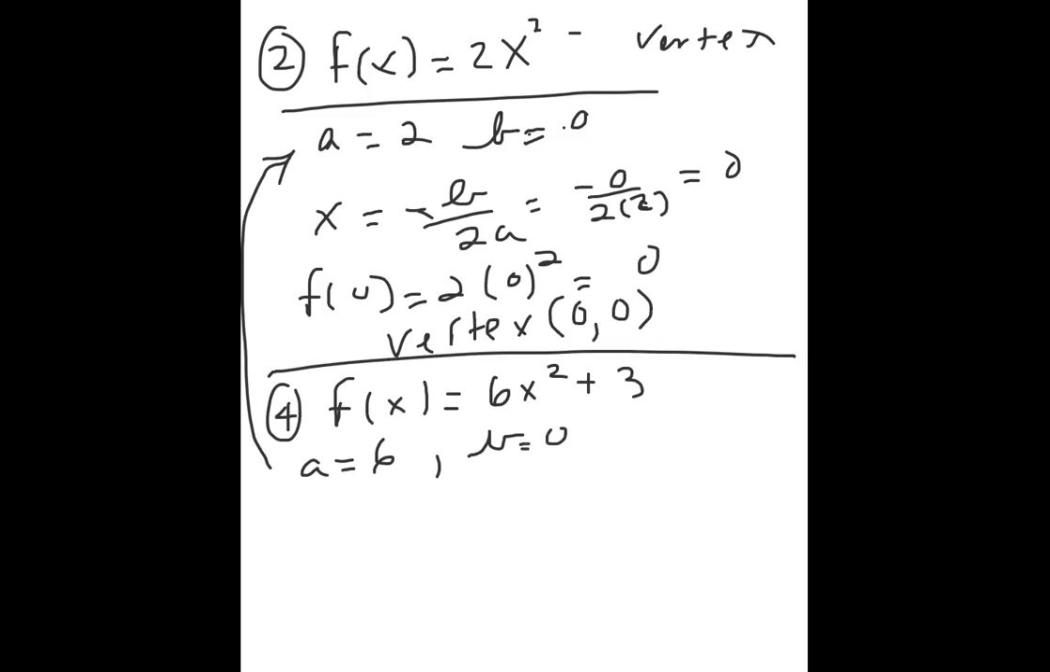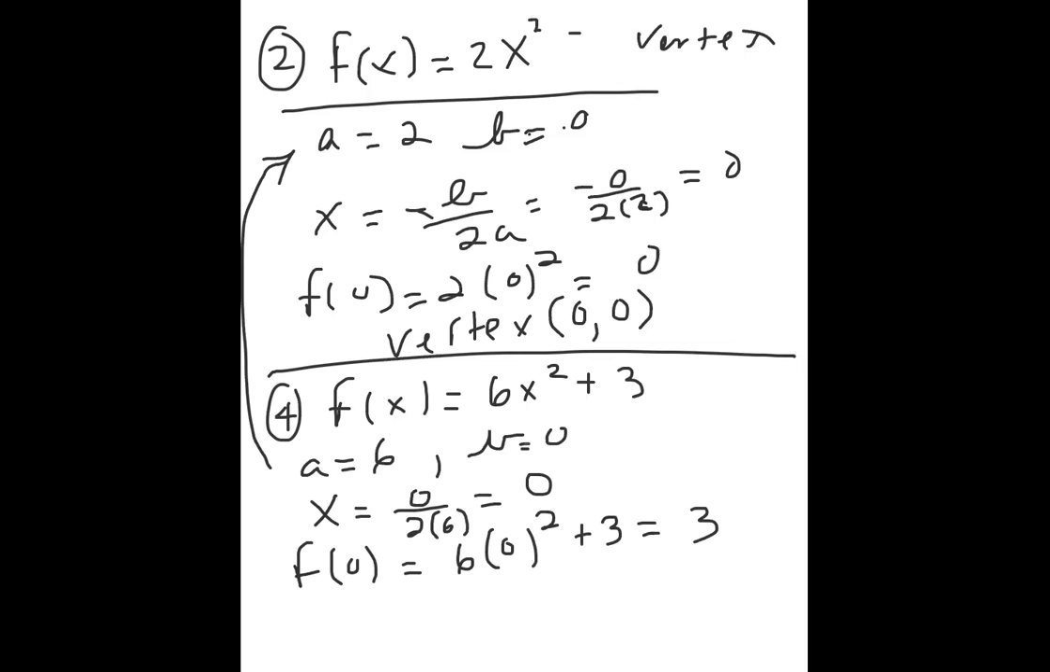So if b is 0, a is 6, okay? You plug it in, x equals the opposite of b over 2 times a. That's going to give you 0, okay? So now you take the 0, plug it back in to find your vertex. So 6 times 0 squared plus 3, that's going to give you 3. So the vertex of this one is going to be at 0, 3.